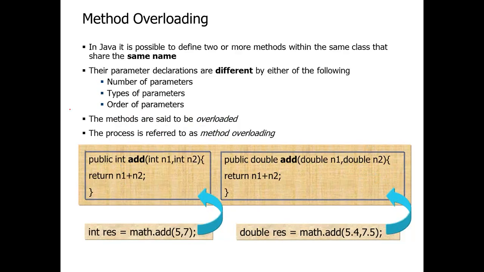Similarly, in Java, methods can also be overloaded. You can have the same method name with different parameter number, type, or order. So if any of these 3 things changes, your method can be overloaded.